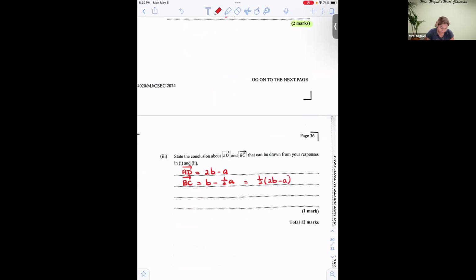So therefore, BC is parallel to AD. Remember, whatever is contained within the bracket, once it is the same, the vectors are parallel. Or you can say that they are scalar multiples of each other.